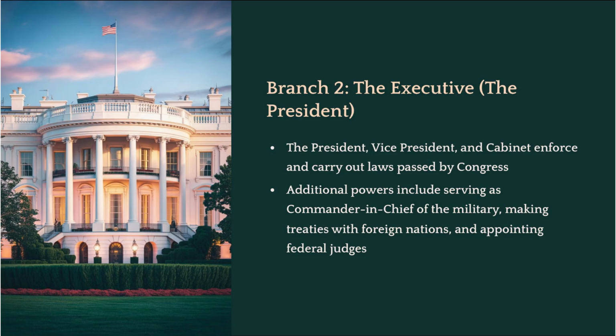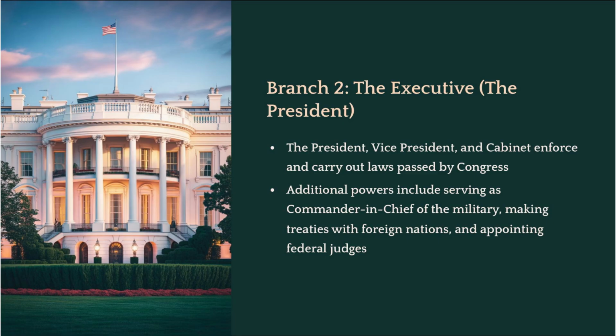Next is Branch 2, the executive. This is the enforces the laws branch. When you think of this branch, you probably think of the president. The president is the head of the executive branch and is responsible for making sure the government runs, the laws are followed, and the country is protected. The president is also the commander-in-chief of the entire military.